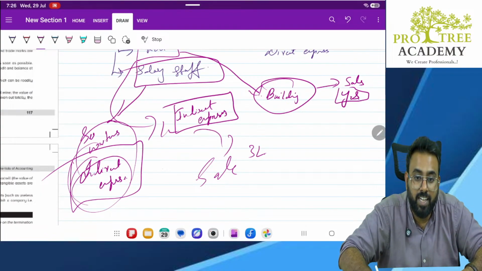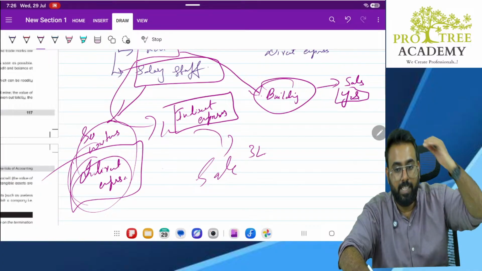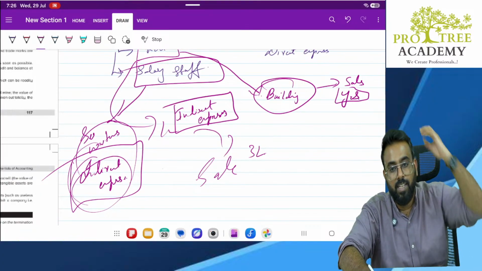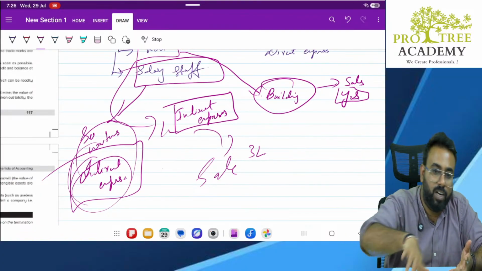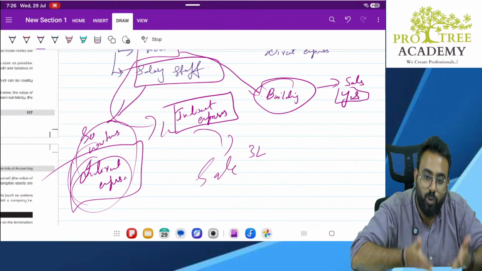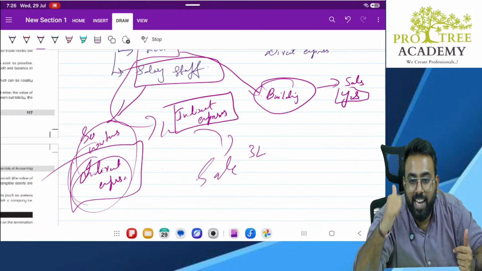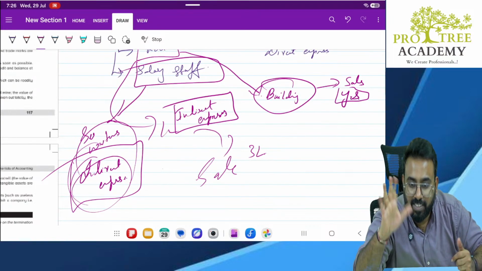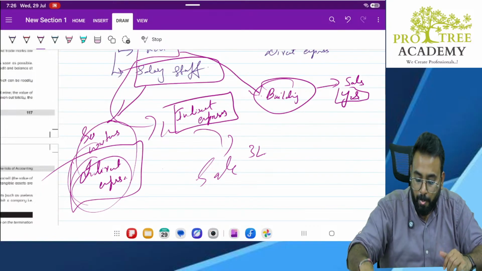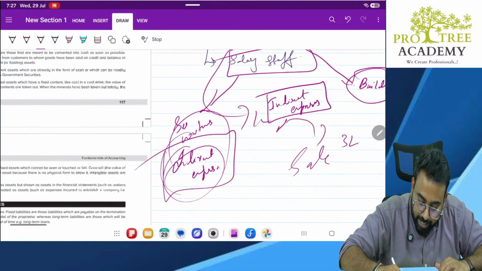Sir, cleaning staff, sir, cleaning staff. Cleaning staff can become direct expenses. Sir, how is it impacting, sir? Sir, if the plates are not washed and given, you cannot serve food, then how will you sell? Understanding? Okay, sir. Understood the concept of direct expenses.